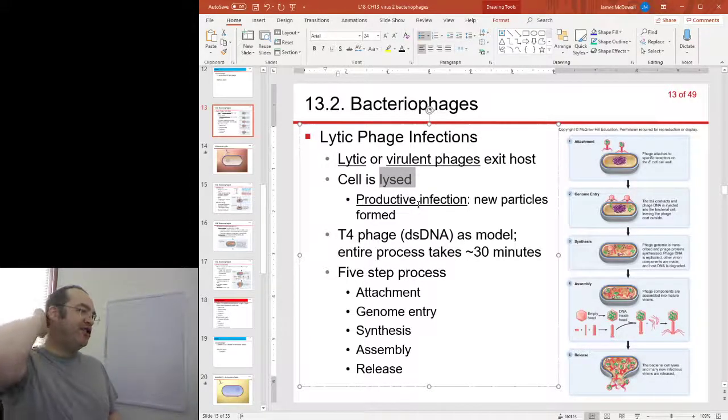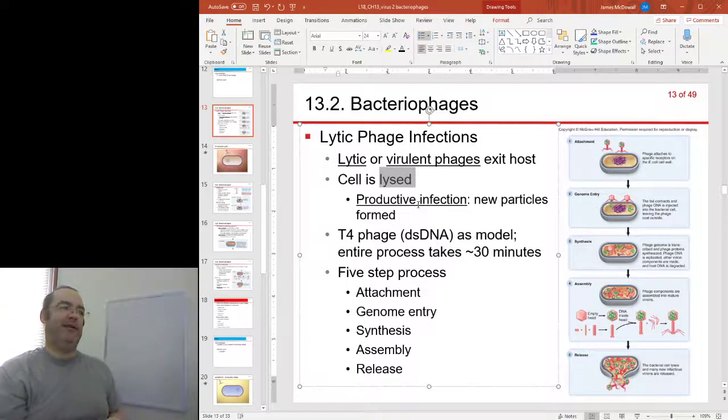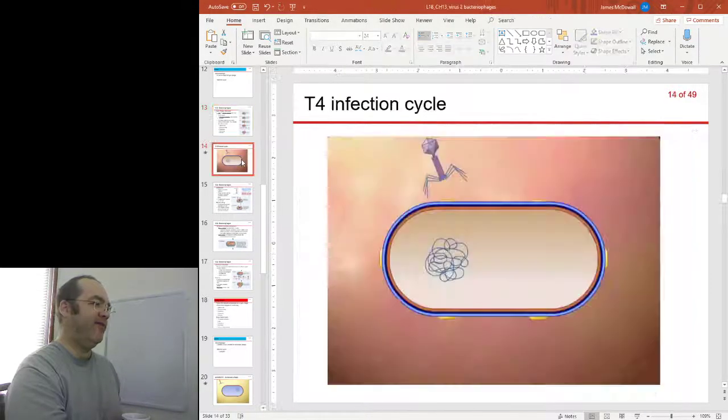Our T4 phage is a double-stranded DNA phage that we use as a model. The entire process, beginning from attachment and ending in release, is as short as 30 minutes. And 5 steps there: attachment, genome entry, synthesis, assembly, and release. And I've got a video to show you on that.